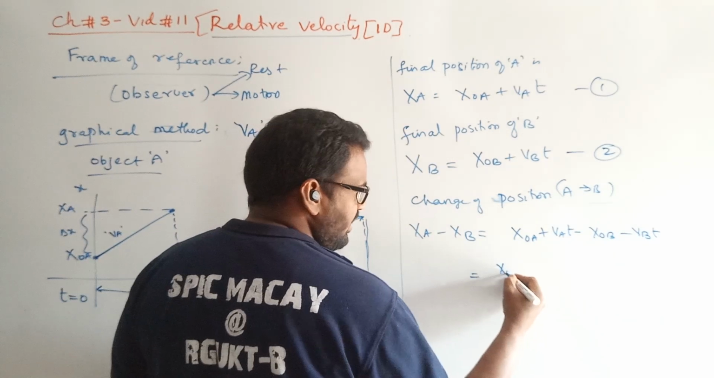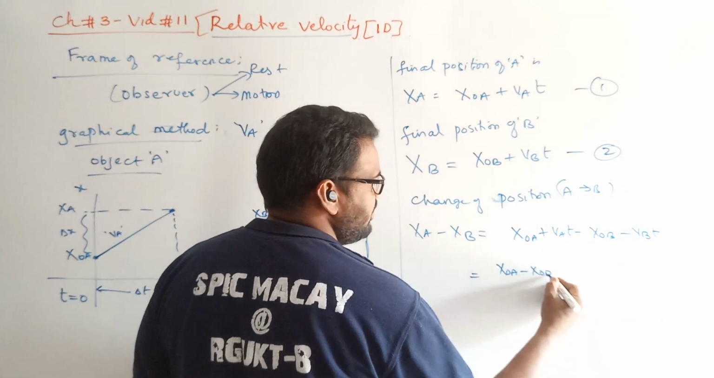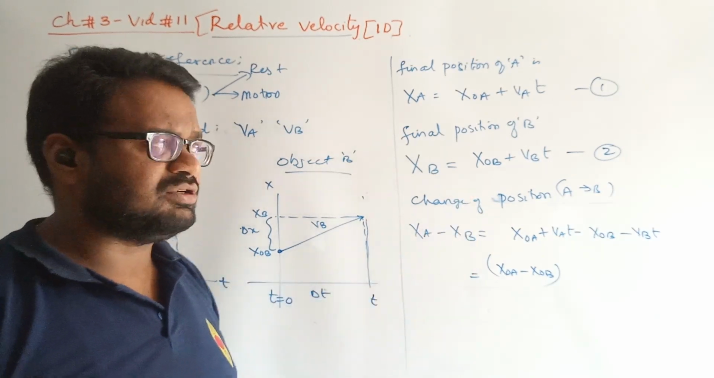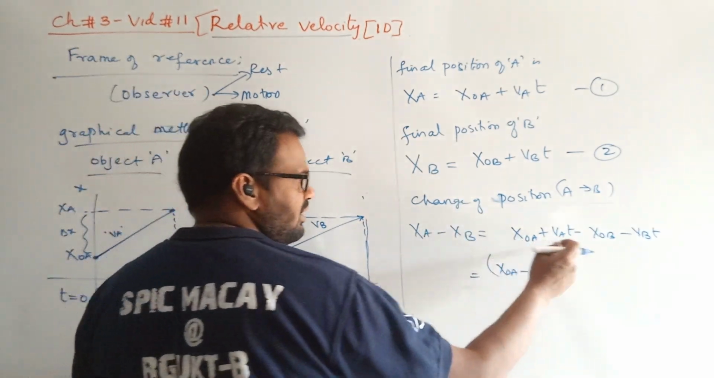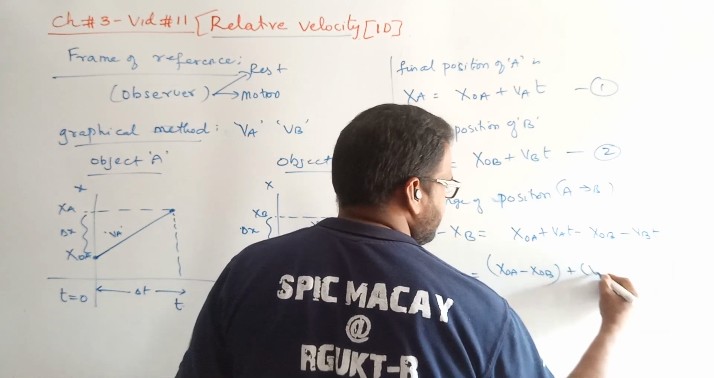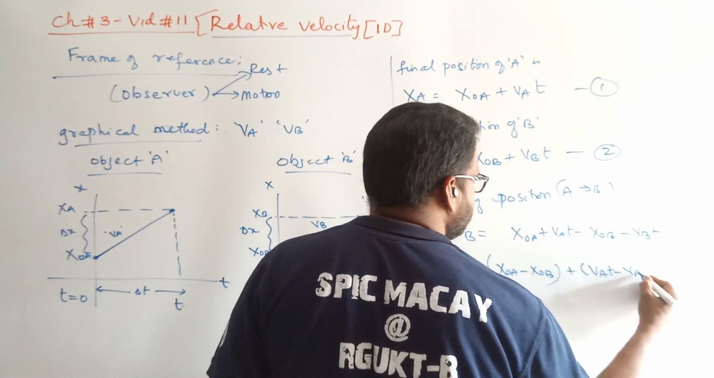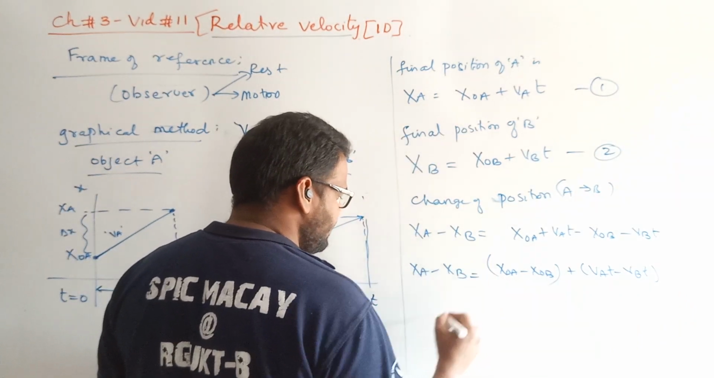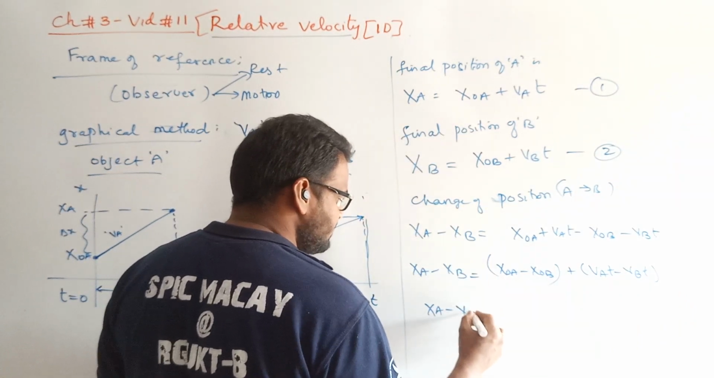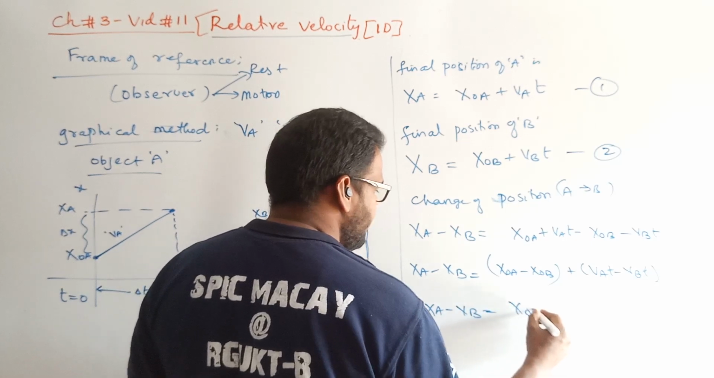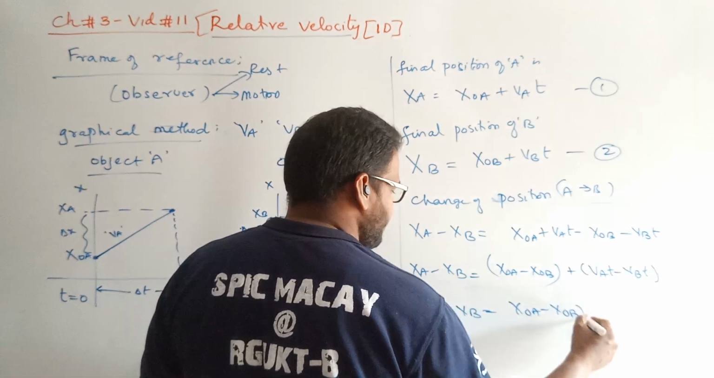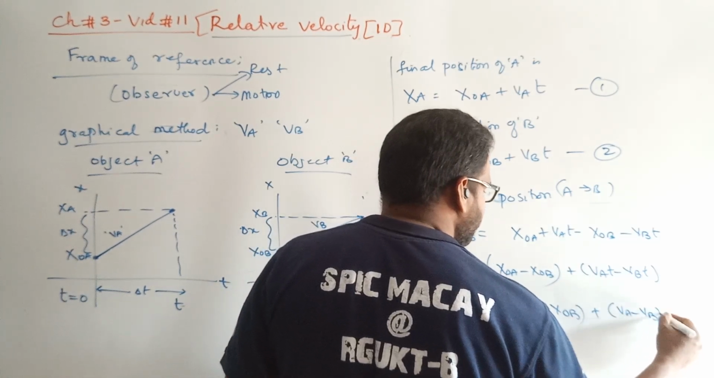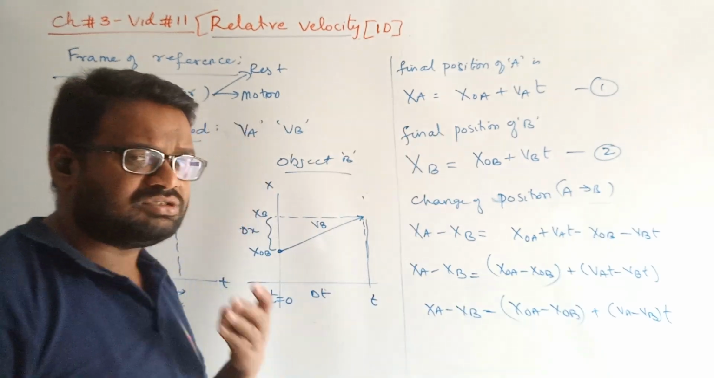This x naught A minus x naught B is one term. Change of position is the difference of these two positions. x naught A minus x naught B plus VA of t minus VB of t. That is, XA minus XB is equal to x naught A minus x naught B plus times of VA minus VB multiplied by t, because time is constant.